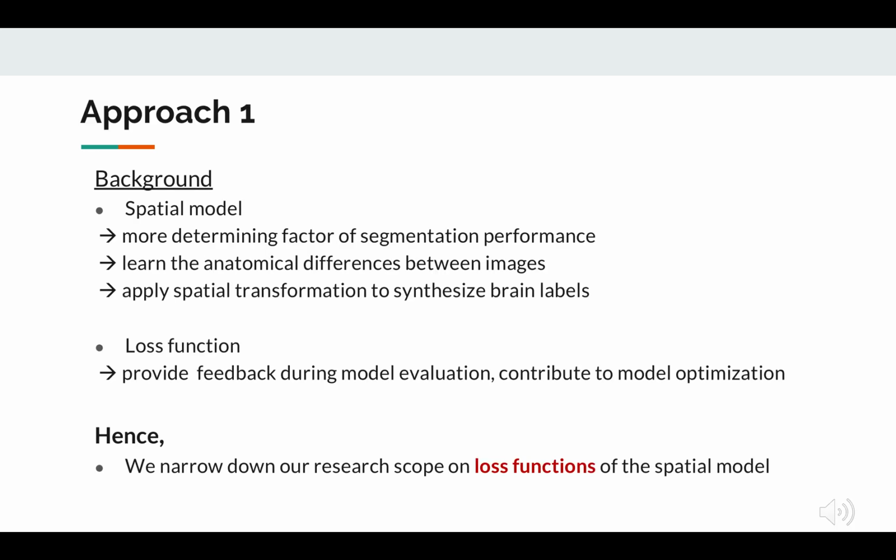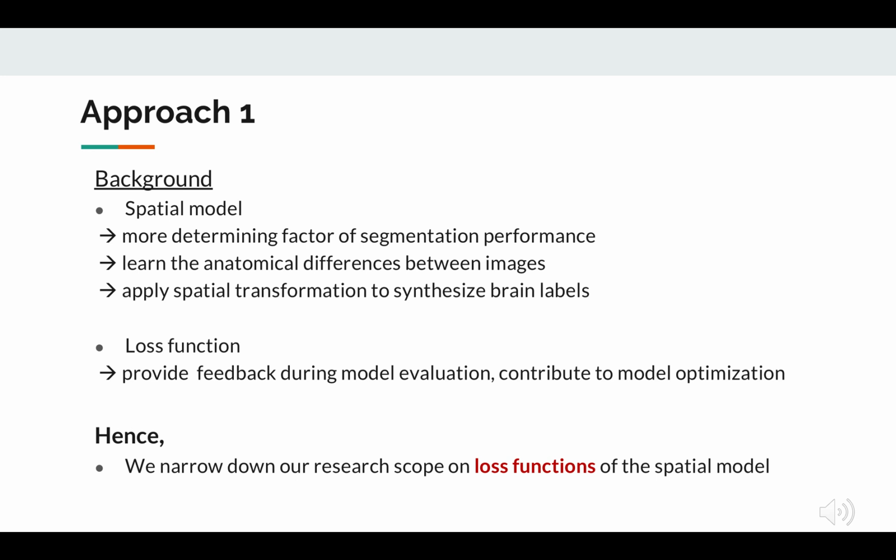In this work, the spatial model is a more determining factor of segmentation performance. Because the anatomical differences between images are learned by the spatial model, and the synthesized labels are generated by only applying spatial transformation. The loss function is also a crucial step in the current model, as it provides feedback during model evaluation, contributing to model weight update and model optimization.